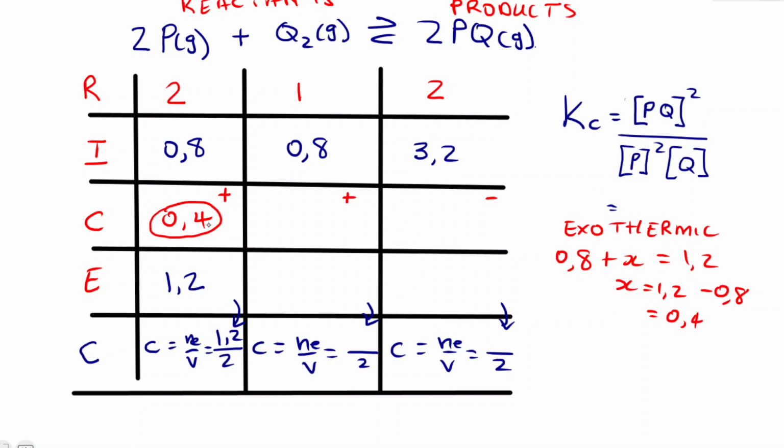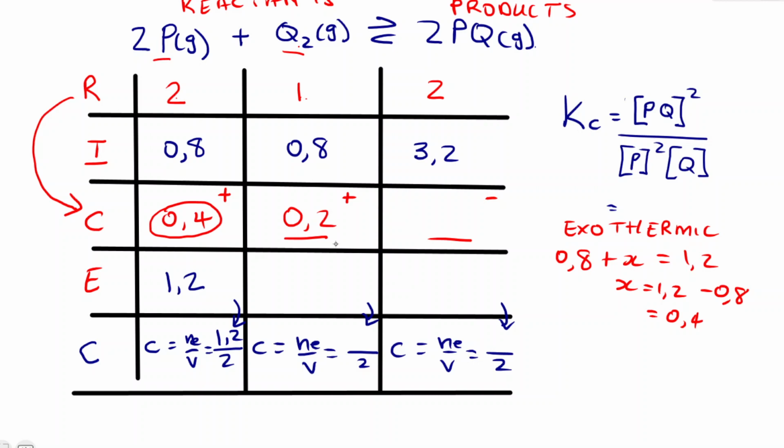Now the ratio between P and Q is 2 is to 1. That means Q is half P. So if P is 0.4, that means Q will be 0.2. Now look at the ratio between P and PQ. The ratio is 2 is to 2. That means they are equal. So if P is 0.4, that means PQ is also 0.4.